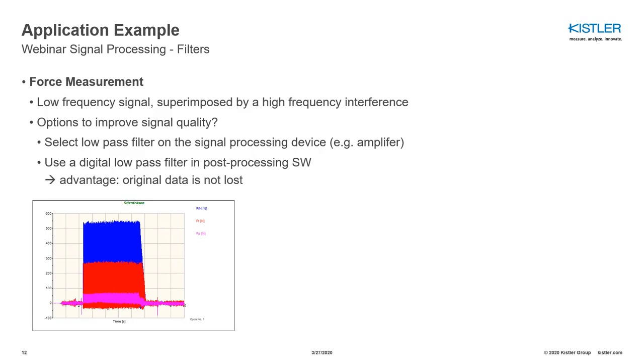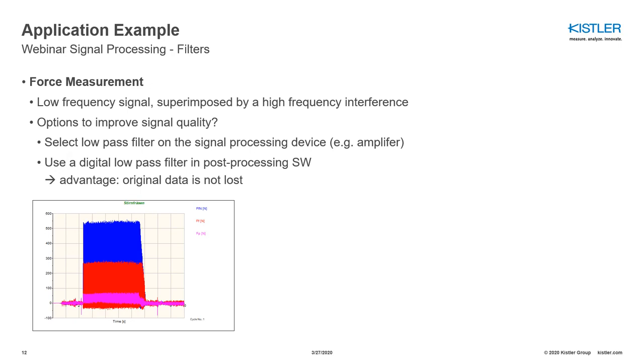We can select a low-pass filter on the signal processing device, or we can use a digital low-pass filter in a post-processing software. The second option has the advantage that we do not lose the original data. So whenever we are not so sure what kind of filter we are going to set, maybe it's a good idea to acquire the raw signal and then try different filtering options in a post-processing software.